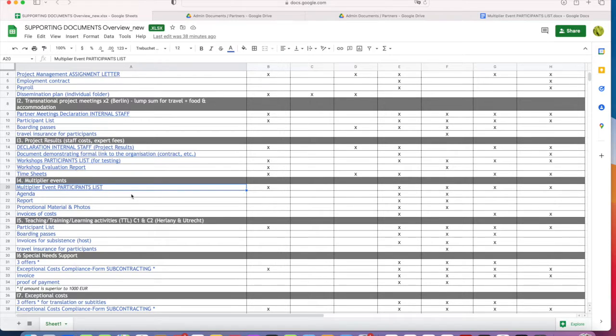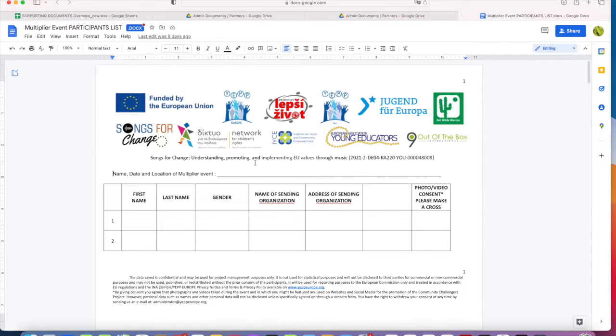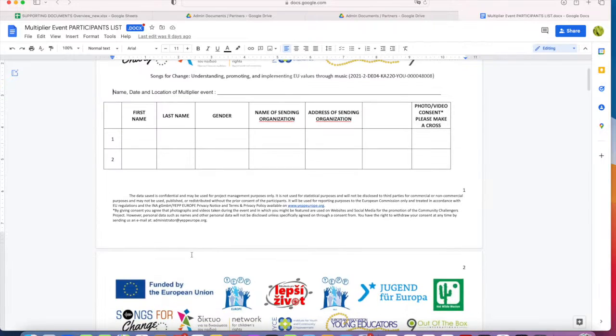And this is why it's important that the people invited are representatives of organizations. And this is very well reflected in the participants list, which is slightly different to the other participants lists. Here you can see we have a template for this, of course. You need to put the name, the gender, and then the name of the organization, very important, and the address of that organization. Of course, the consent for photos and videos, etc.